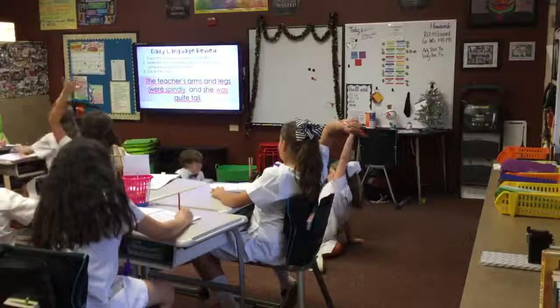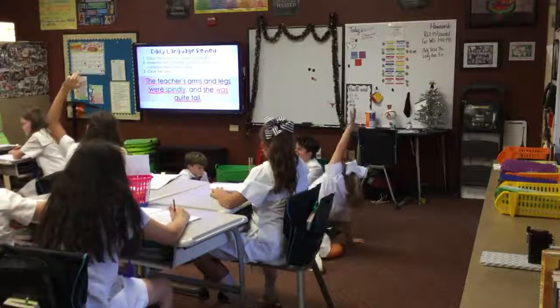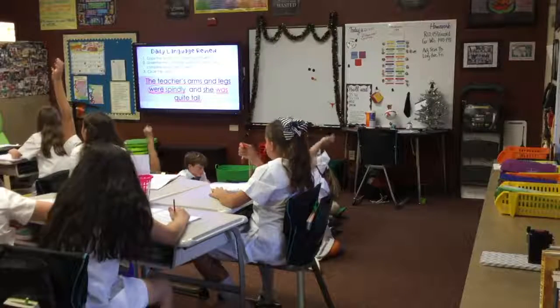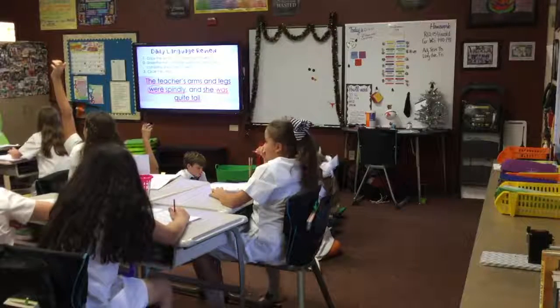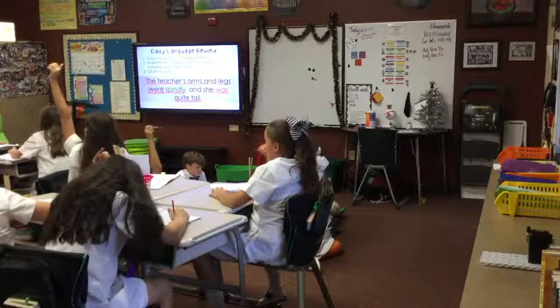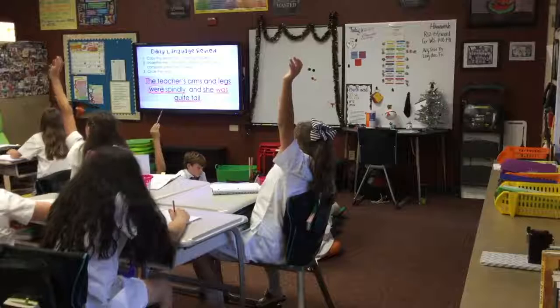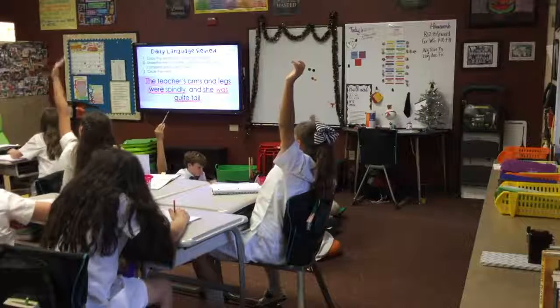Grammar high five. That is supposed to be helping verb. It is a linking verb. It is past tense, but it's a linking verb. No? Nope, it's a linking verb. It's linking the teacher's arms and legs equals spindly. It's describing her arms and legs, so it's linked together, right? It can't be a helping verb because there's no other verb itself. What's the next verb?